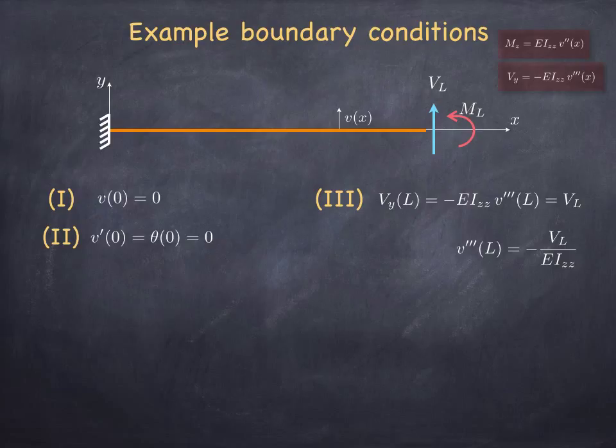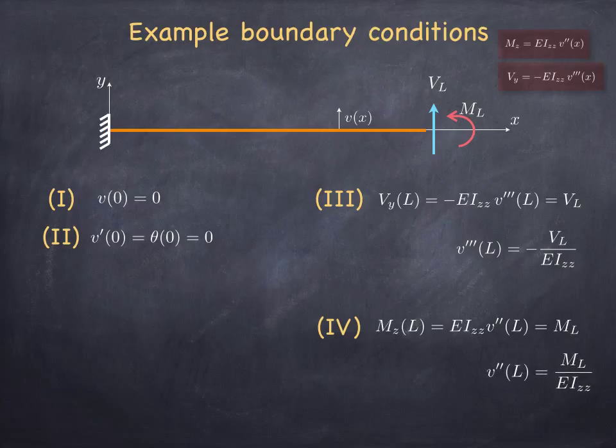a positive shear force. The fourth boundary condition is a boundary condition that is actually implicitly applied on the second derivative of the transverse deflection field, because if the moment Mz at L is equal to ML, the prescribed moment, then this means that EIzz times the second derivative of the transverse deflection at L must be equal to that. Therefore, v double prime at L must be equal to ML over EI.